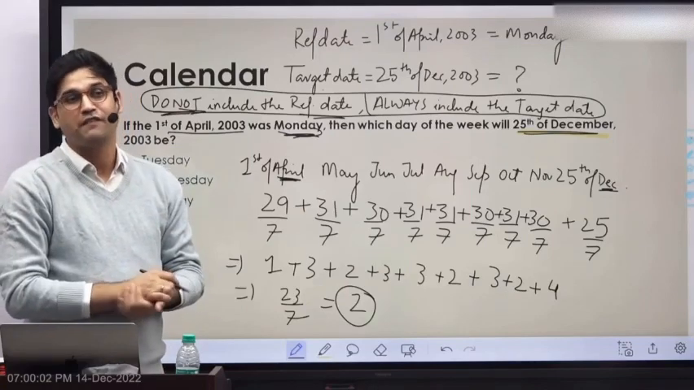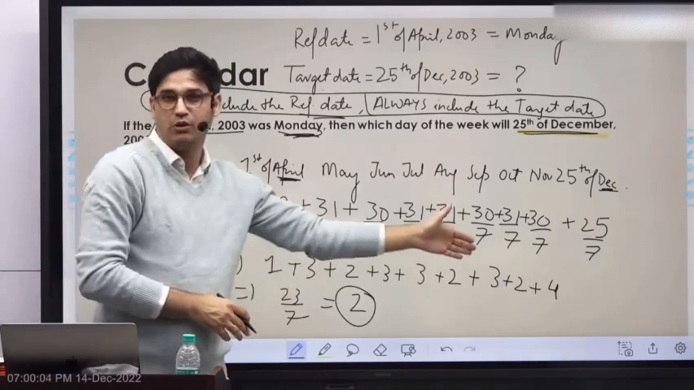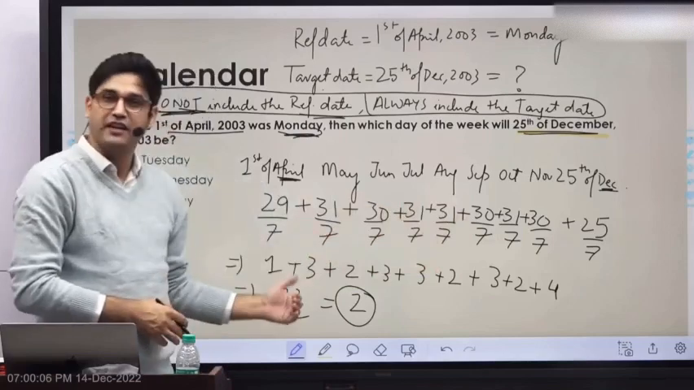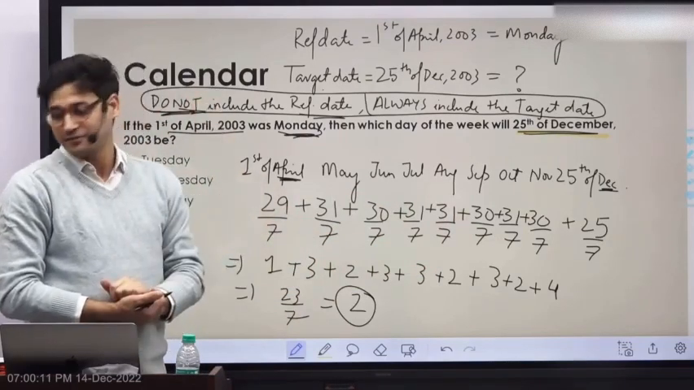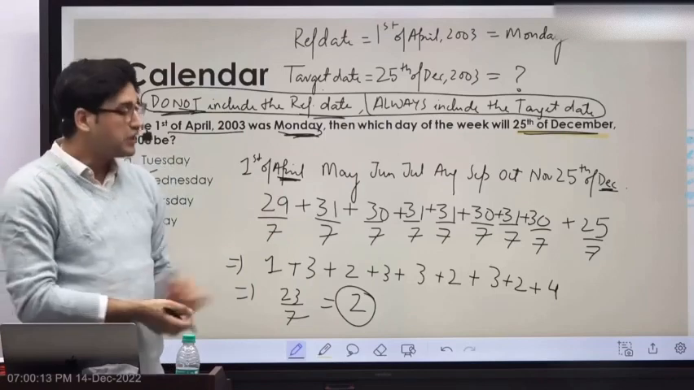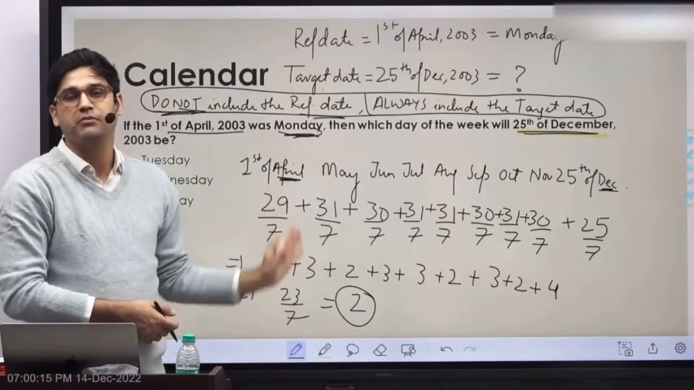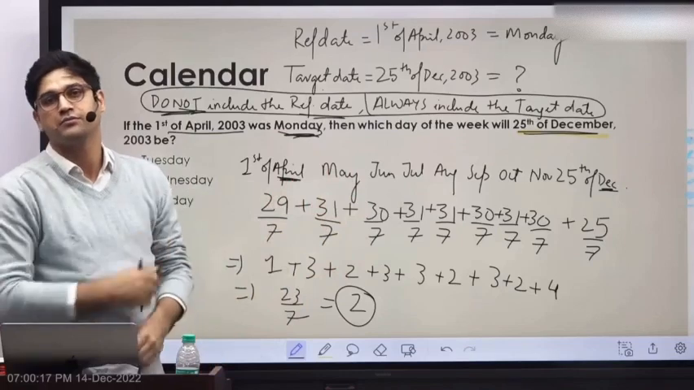Right? They can only be less than 7. If the sum was somehow equal to 7, you had to divide by 7 again, the remainder would have been 0. Right? Because 7 is also 1 week. Do you get it? Continue dividing it by 7 so long as the sum is greater than or equal to 7. Right?